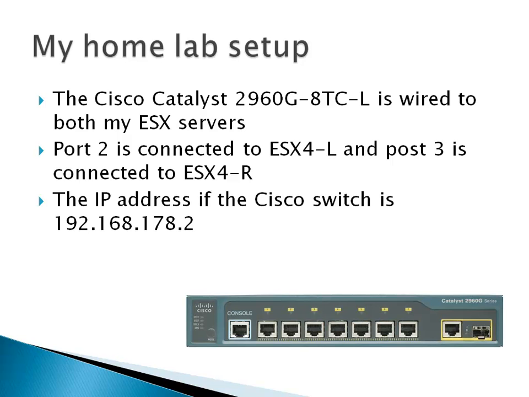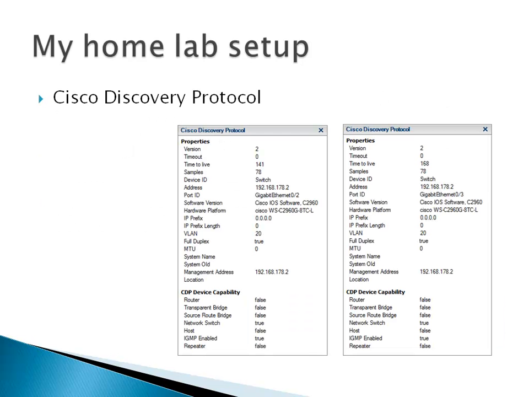The Cisco switch is based on the Cisco Catalyst 2960G. It's a real cool device, I already said that. It's connected to my 2 ESX hosts. Port 2 is connected to ESX4-L, and L stands for left. And port 3 is connected to my ESX4-R. So both ESX hosts are only using one physical NIC, and those physical NICs are connected to port 2 and to port 3. The management IP address of my physical Cisco switch is 192.168.178.2. We need that later on when we are going to use the Network Assistant from Cisco.